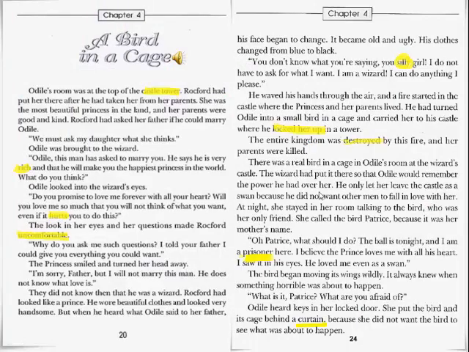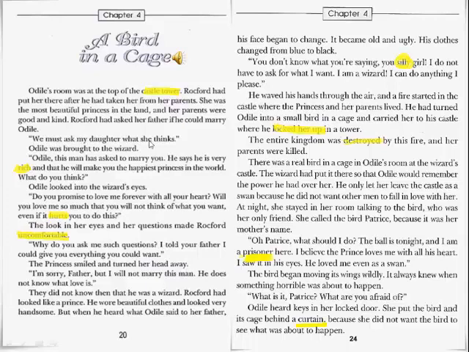Chapter 4. A Bird in a Cage. Odile's room was at the top of the castle tower. Rockford had put her there after he had taken her from her parents. She was the most beautiful princess in the land, and her parents were good and kind. Rockford had asked her father if he could marry Odile.